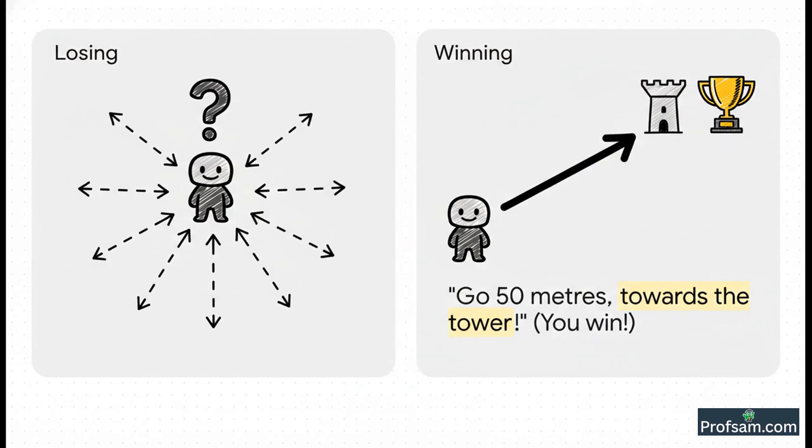Look at this. This is literally the difference between winning and losing. If you just shout, "Go 50 meters," where is your friend supposed to go? Left, right, straight into danger? It's a total guess. But if you add "towards the tower," now that's a game-winning command. You've given both the distance and the direction. And that small difference, believe it or not, is the key to this whole topic.